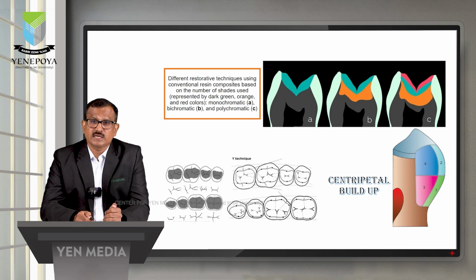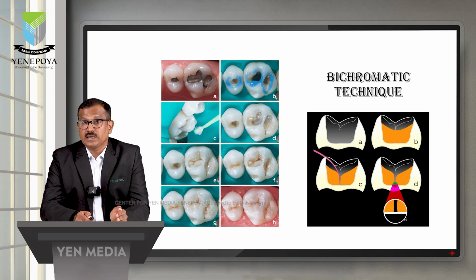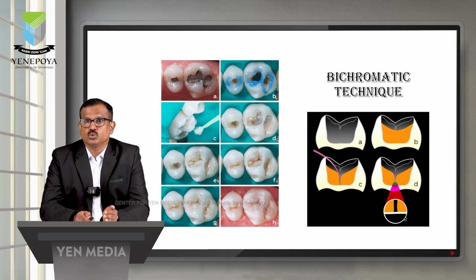So another technique that we have developed is the centripetal build-up technique, wherein any class 2 cavity is converted to a basic class 1, and then we start building it up. This is the bichromatic technique. You can see the cross-sectional diagram shown there, wherein one layer of dentine is placed. The dentine is in two separate layers, again to reduce the C factor, and finally to give the aesthetic looks as well, because the grooves are incorporated inside, so that it will give you the best of aesthetics, as if it looks like a natural tooth.